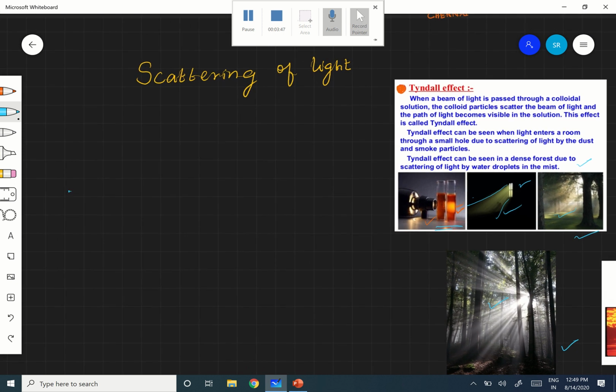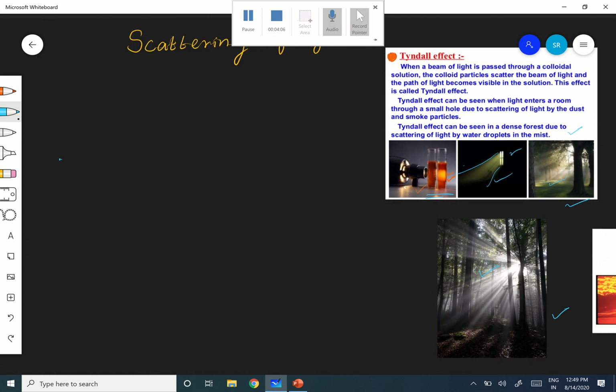Right. So you have an idea about this Tyndall effect, because you have studied it in your 9th standard and lower classes. Now, what we are going to see here is atmospheric scattering. It is also scattering of light, but it is called atmospheric scattering. So, what is atmospheric scattering?